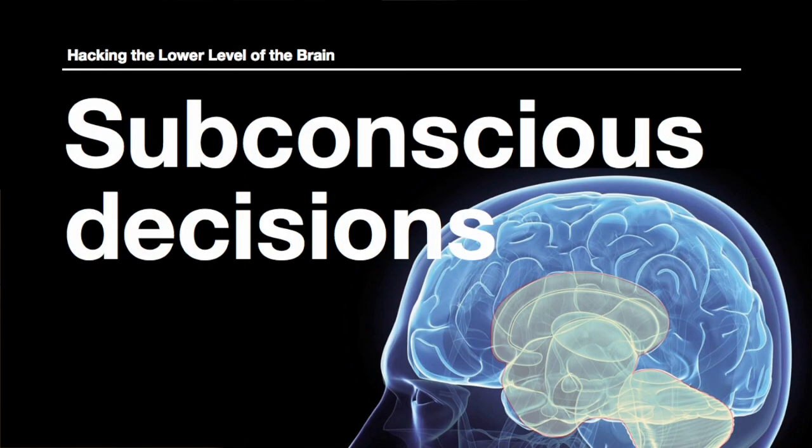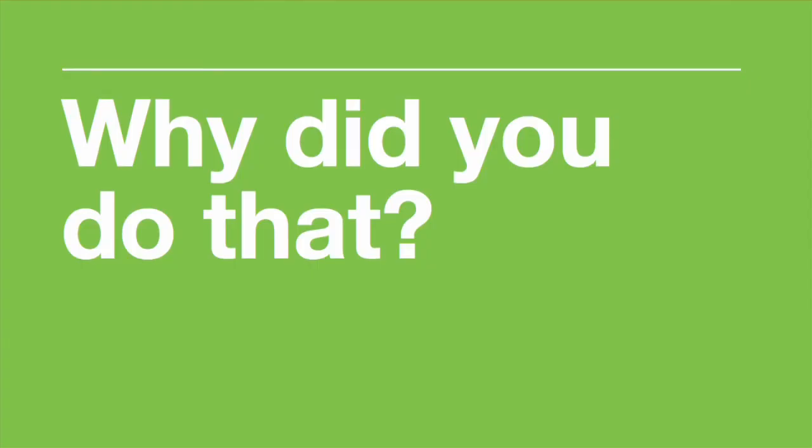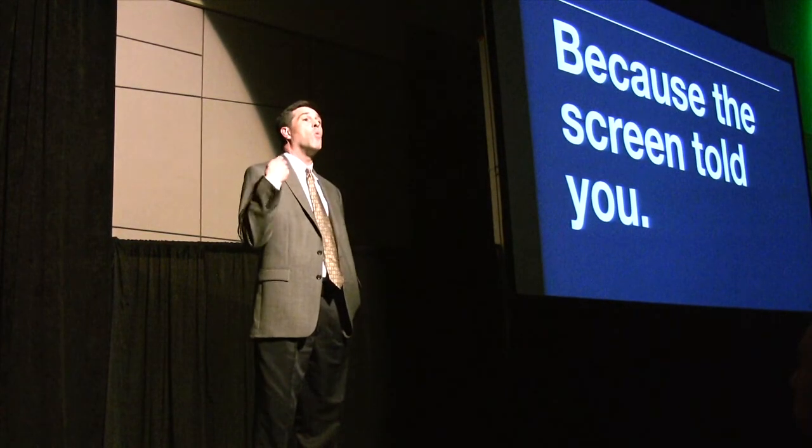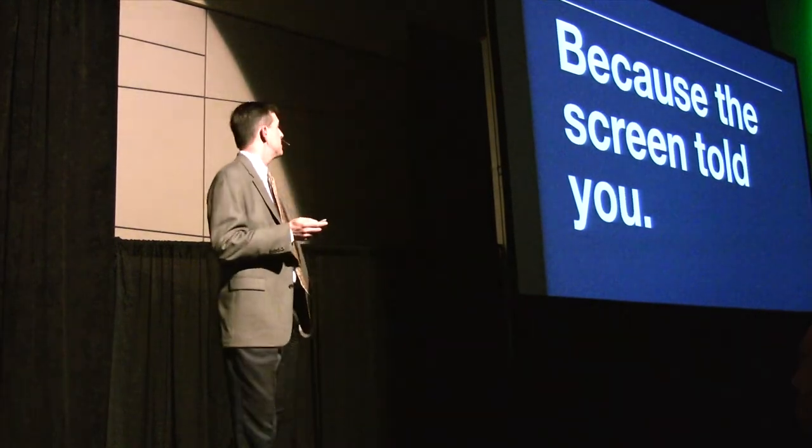Moving past the amygdala, we have other parts of the lower brain. And this lower brain is where we make subconscious decisions. So do you remember when I said, repeat after me, and y'all did that back? And I asked, why did we do that? The short answer is, because the screen told you. I know that. I was being a smart aleck. Thanks for telling me that. A better question is why we did what the screen told us.